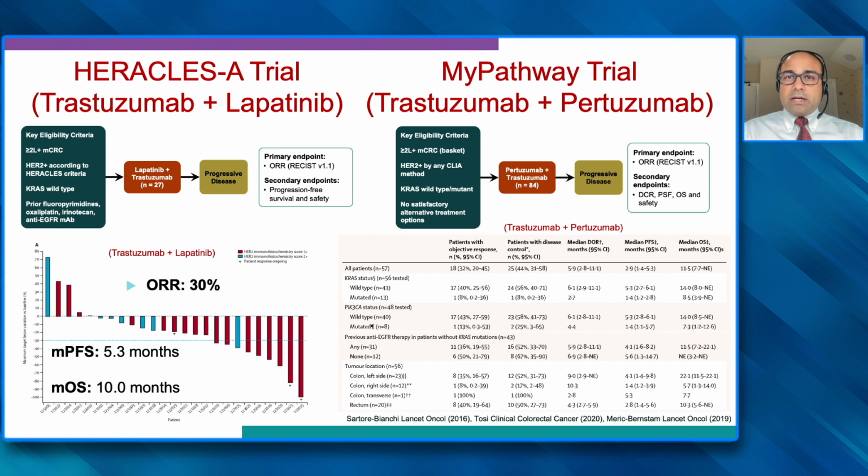Following up on those preclinical experiments, the HERACLES-A and MyPathway studies, which were done in Europe and the US using trastuzumab in combination with either lapatinib or pertuzumab in a heavily pretreated population, showed robust responses that lasted for quite some time in this heavily treated patient population. So in the HERACLES study, the objective response rate was about 30% with a median PFS of about 5.3 months.